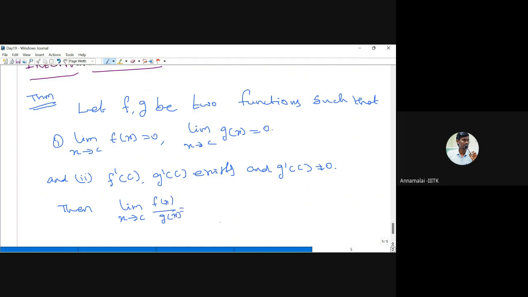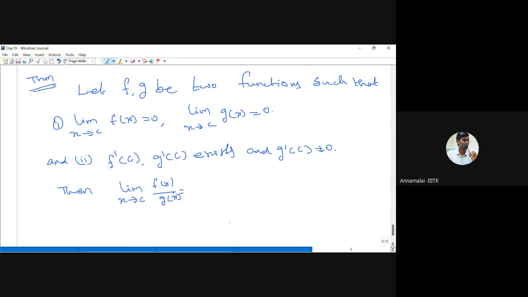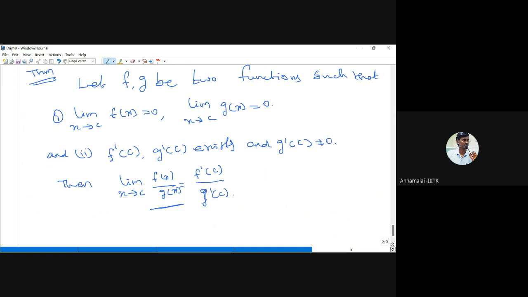So we already know that this is limit f of x by limit g of x, but we'll get 0 by 0. Therefore, this is nothing but f dash of c by g dash of c. You have to take the first derivative of the numerator and the derivative of the denominator, and then take the limit. So this is the limit of this function, provided the limit of f is 0 and the limit of g is 0. So this is the first form, the 0 by 0 form.